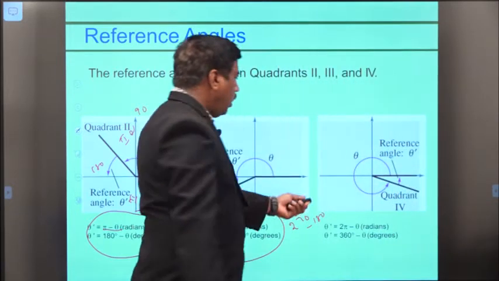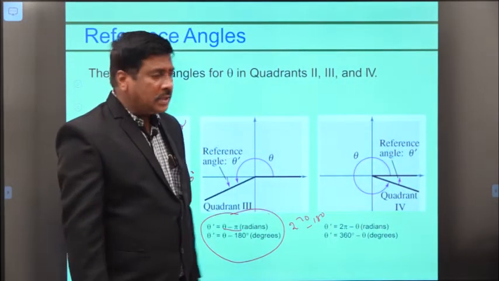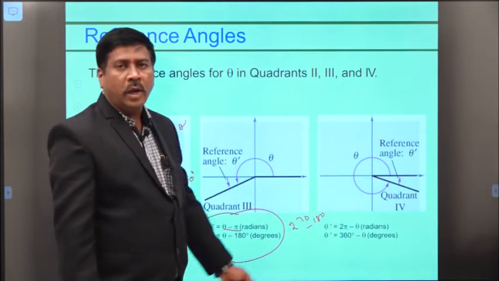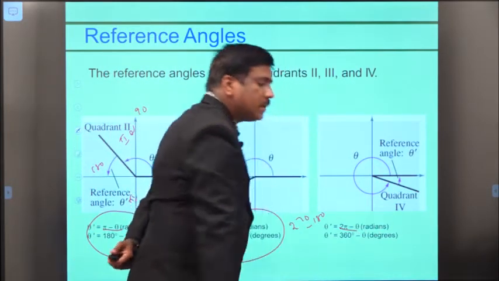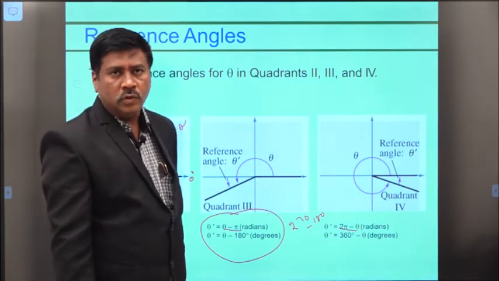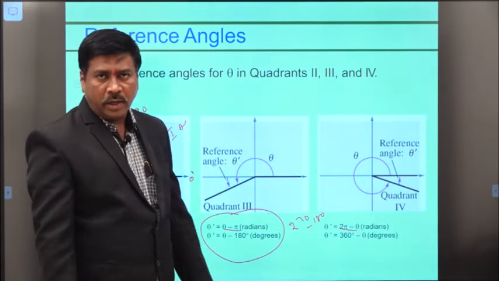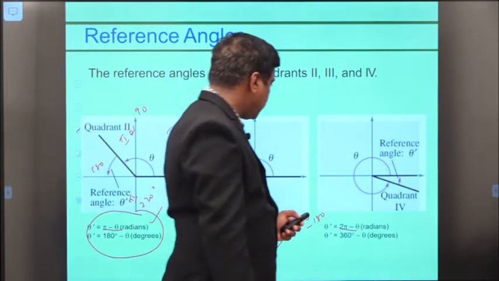In a similar way, if the theta value lies in the fourth quadrant, to find the reference angle, theta dash is equal to 2 pi minus theta, whether in radians or degrees. Likewise, you have to consider this.